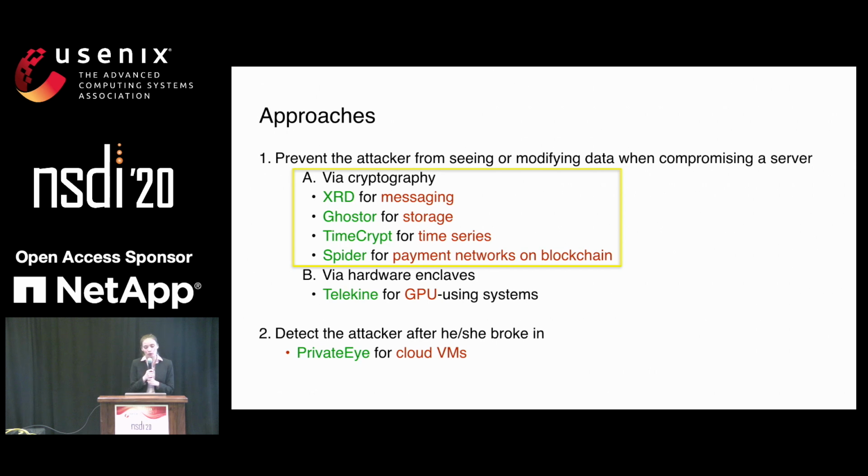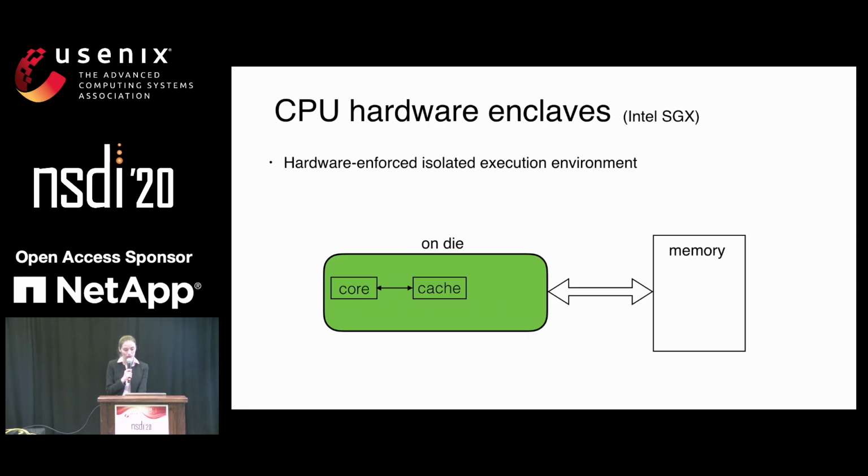All right, so these were the mechanisms that protect against a server being compromised via cryptography. The other type of protection is via hardware enclaves, which are basically pieces of trusted hardware. Telekine is protecting the secrecy of data and of systems for GPU-based systems. So let me give you a bit of background on enclaves, CPU enclaves and then GPU enclaves, that would be useful when attending the session.